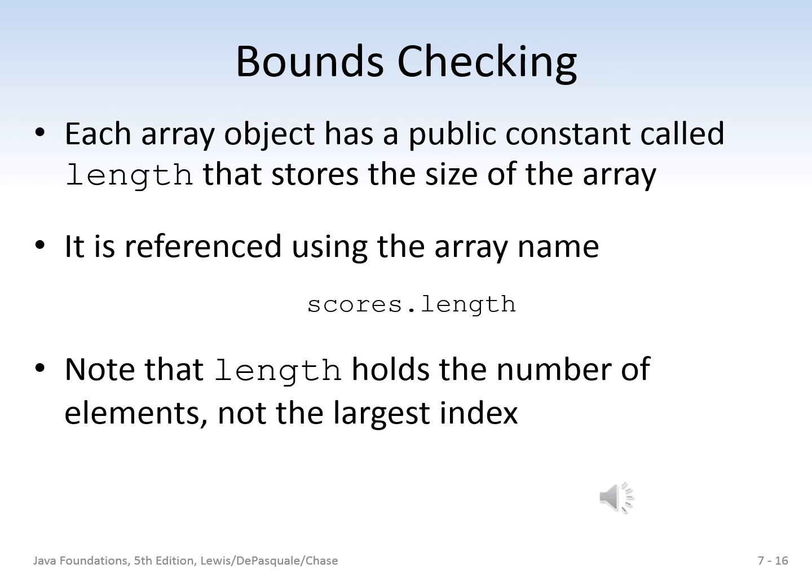Every array object has a public constant named length that stores the size of the array, and it's referenced using the array name, scores.length. Length holds the number of elements, not the largest index. They are not the same. The largest index is scores.length minus 1.